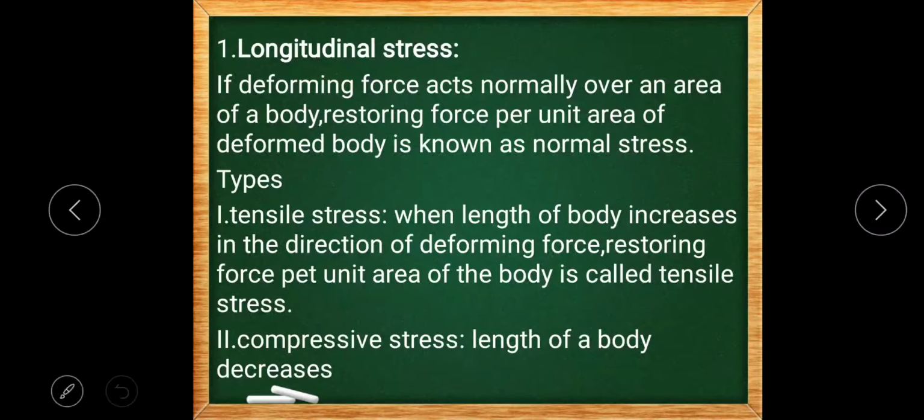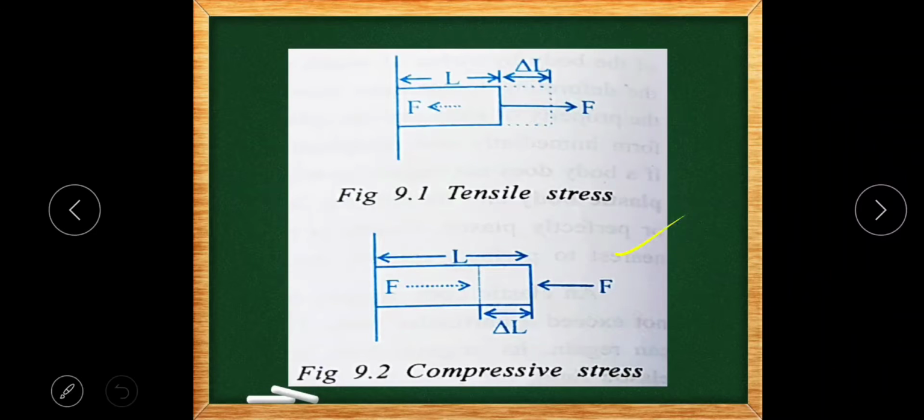Next, compressive stress. Here, when the length of a body decreases in the direction of deforming force, the restoring force per unit area of the body is called compressive stress. Okay, here compressive means on the application of external force, the length of the body decreases.